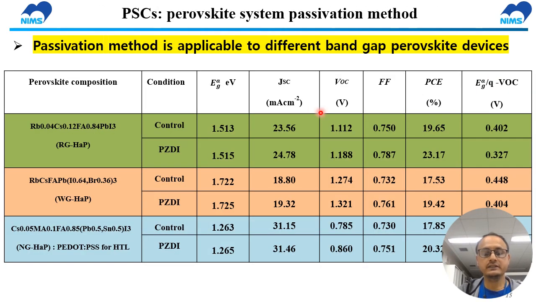And these molecules were also used for different kinds of perovskite systems. This is a wide bandgap perovskite, this is a narrow bandgap perovskite. In both cases it worked effectively, and it improved the device performance, improving the JSC, VOC, and fill factor as well. So it is effective universally.